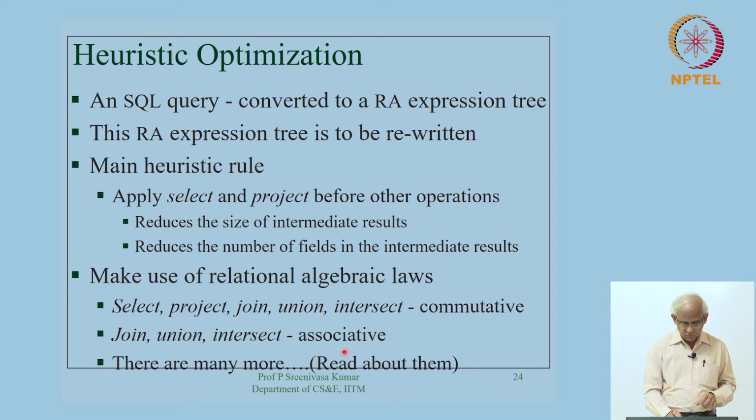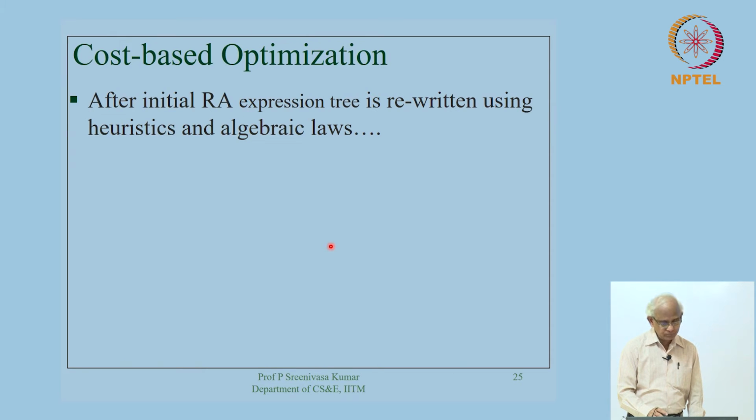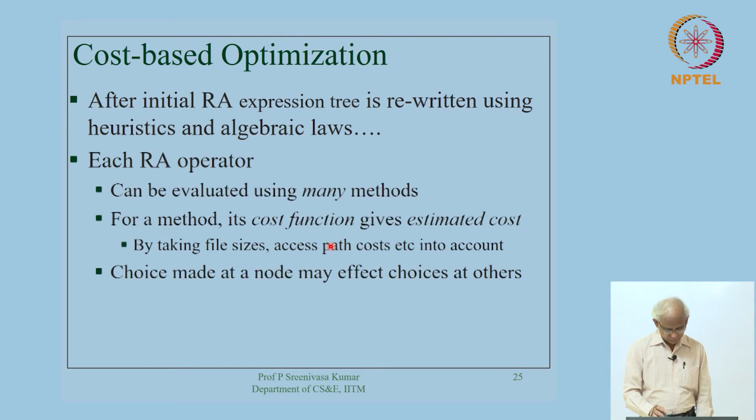So there are many more of these. How do these operators interact with each other? There are a lot more algebraic laws that we can express. I am not going to cover them in the lecture, but please read about them. They are very interesting, so you can make use of them. They are not very difficult to understand either. So basically we will make use of these relational algebraic laws and the heuristic rules, and do a rewriting of the expression. And then the cost based optimization will come into the picture.